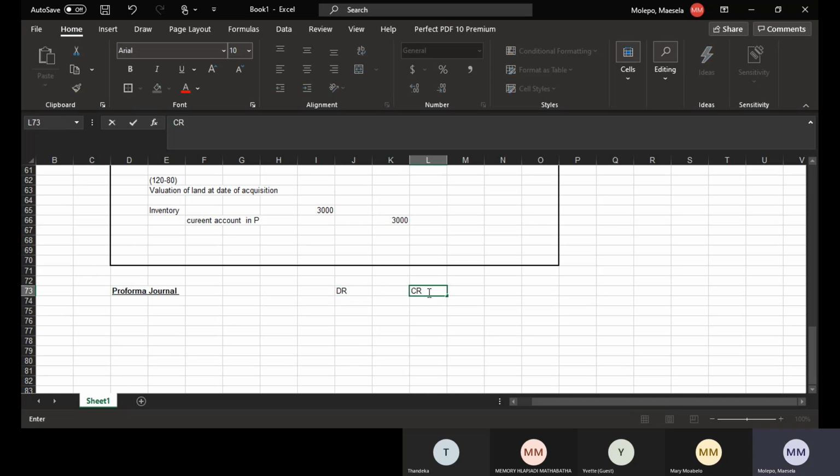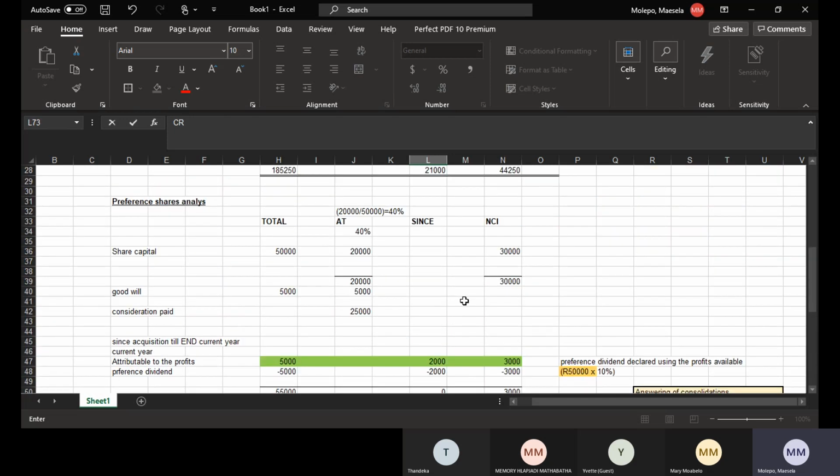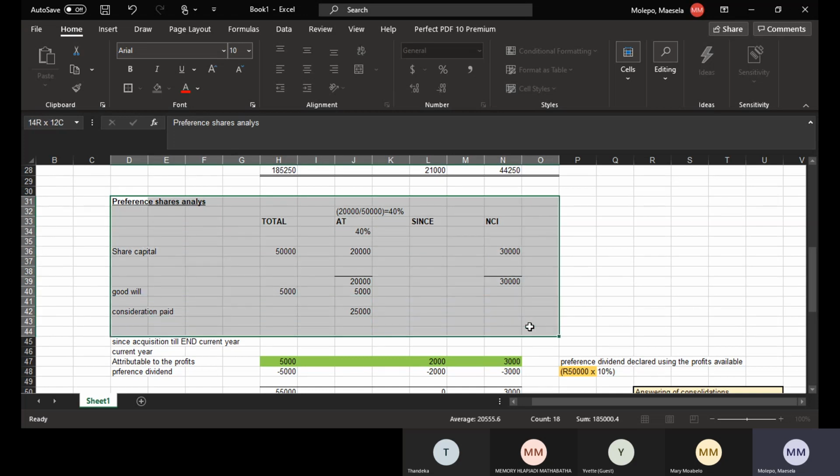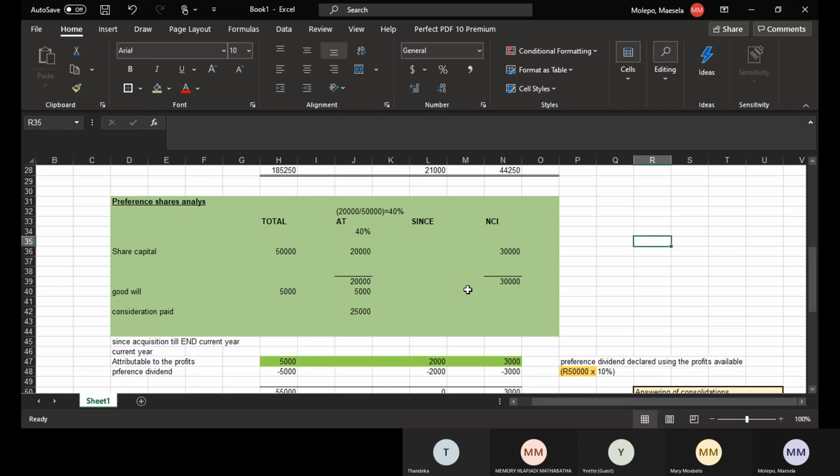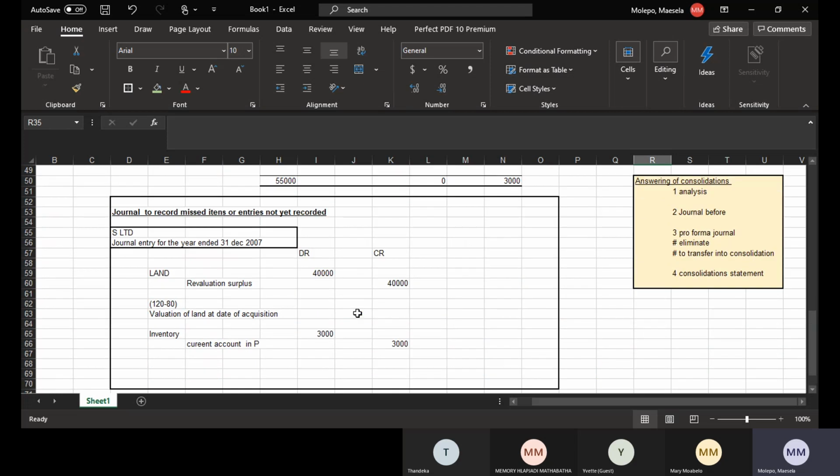The journal which is not repetitive in nature is the journal for the preference share capital. That one comes up as a result of the analysis of shareholders for the preference shares. So this will be a new journal that we have never done before. Now we're going to do the journal based on this information. We have to record the share capital, the goodwill, and the consideration paid. So it will take the same pattern as the journals for the ordinary shares.